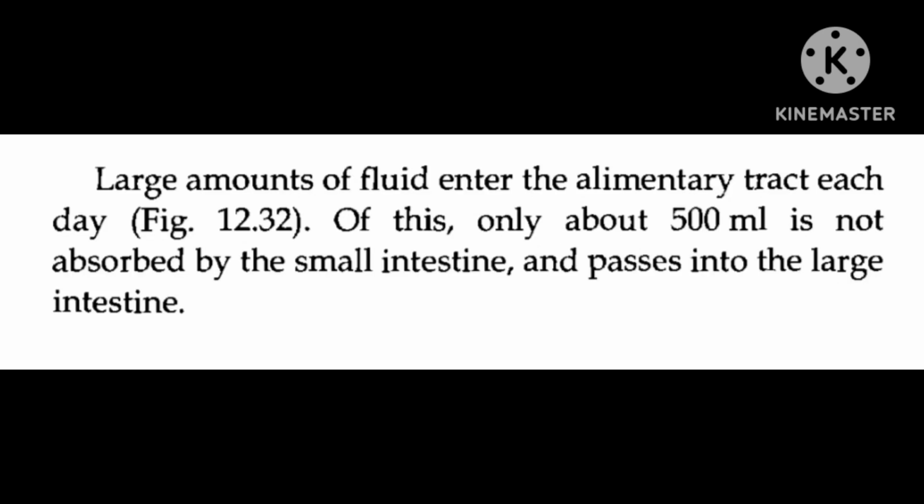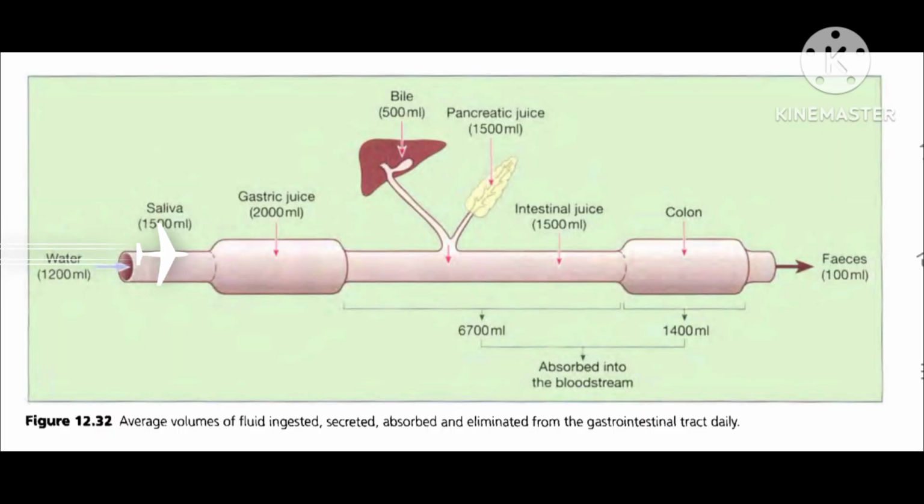A large amount of fluid enters the alimentary tract each day. Of this, only about 500 ml is not absorbed by the small intestine and passes into the large intestine. Next diagram. Average volumes of fluid ingested, secreted, absorbed, and eliminated from the gastrointestinal tract daily.